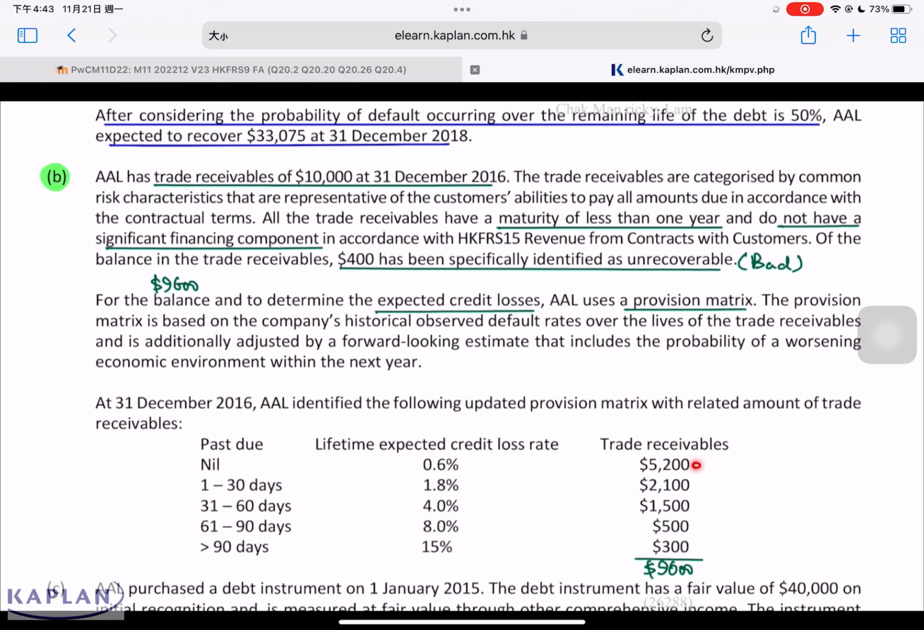Out of this 9,006, 5,002 is not overdue. Even if there's no overdue, there's still a risk of default, but the risk normally is lower. But when it's overdue by 1 to 30 days, between 31 to 60 days, the longer they get overdue, the higher the credit risk. This should be reflected in the lifetime expected credit loss ratio. 0.6% multiplied by 5,002, 1.8% multiplied by 2,001, 4% multiplied by 1,005, 8% multiplied by 500, 15% multiplied by 300. Take the total. Refer to the suggested answer.